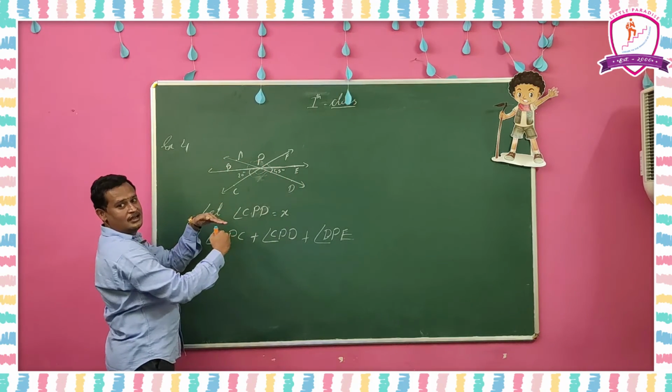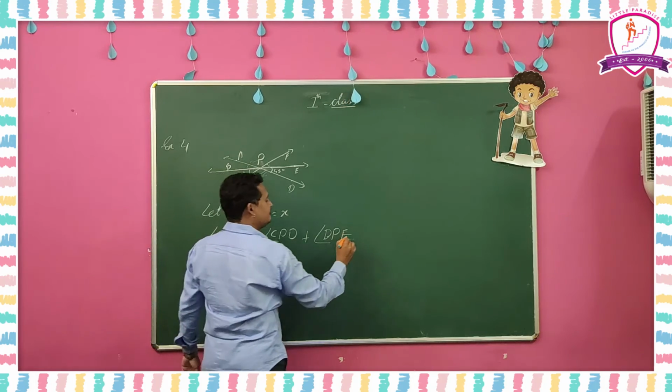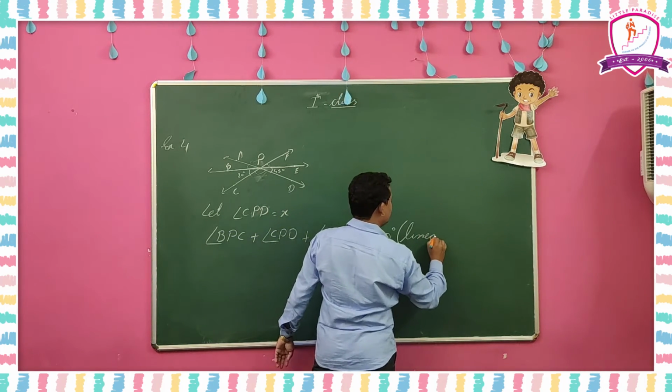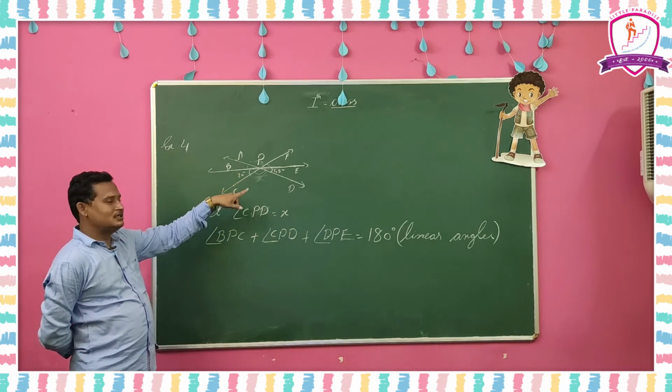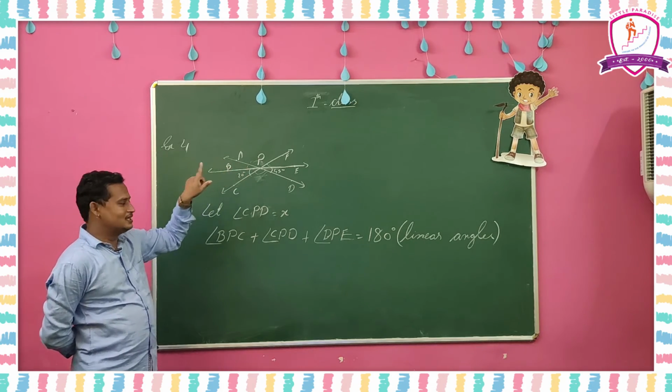These angles are on the same line, so these angles can be called linear angles. We can call these 3 angles linear angles. When 3 angles are there, we should not call that a linear pair of angles. These are linear angles only.